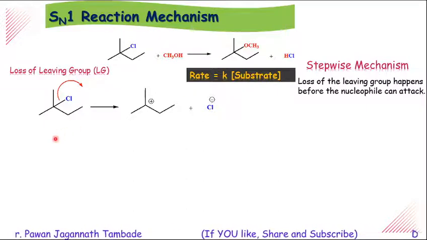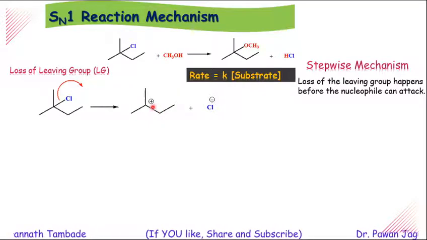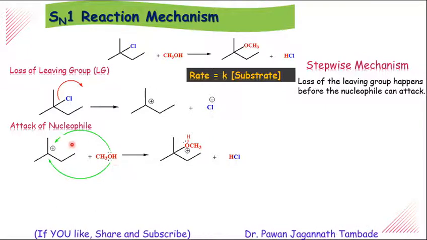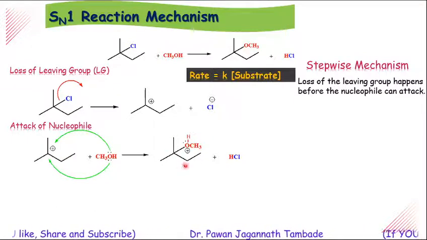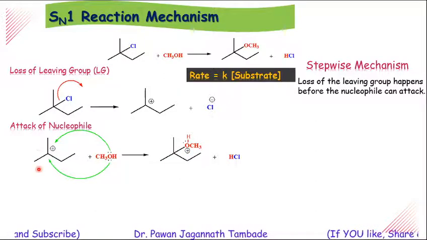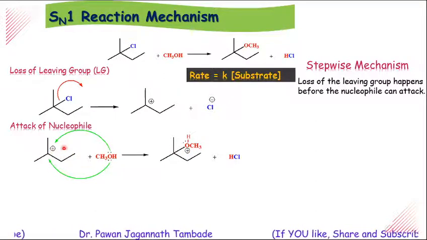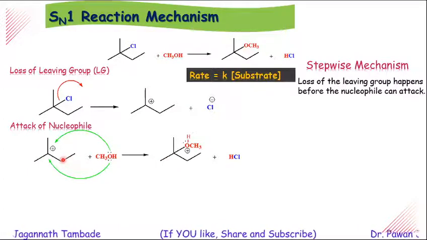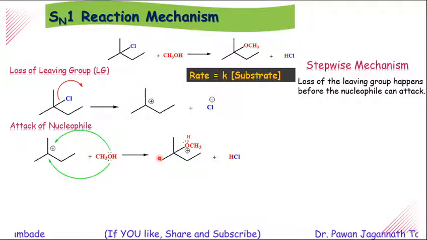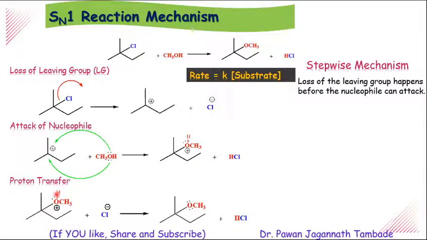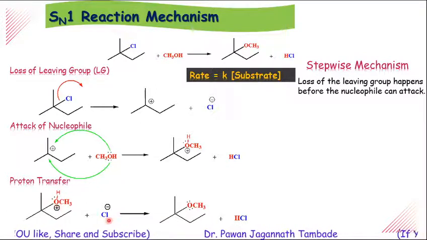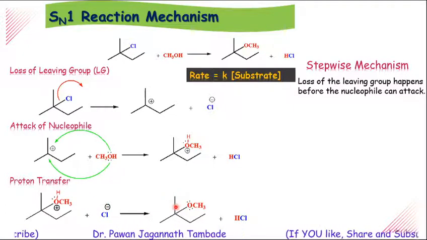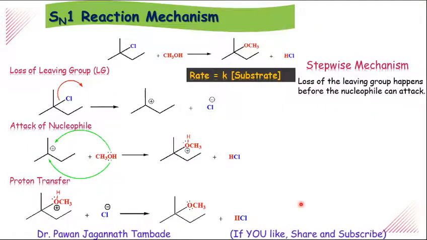This carbocation formed is highly unstable, and it comes in contact with nucleophilic species and gets attacked, and there is a formation of this type of species. Because this carbocation is highly reactive, it will immediately react with nucleophile, and thus this step is a fast step. In the last step, there is a deprotonation or proton transfer, and this hydrogen is transferred from this oxonium ion to the chloride anion, and we will get our expected product. So this is the general mechanism of SN1 type of reaction.